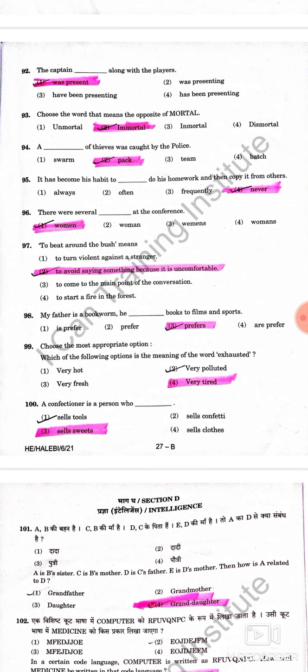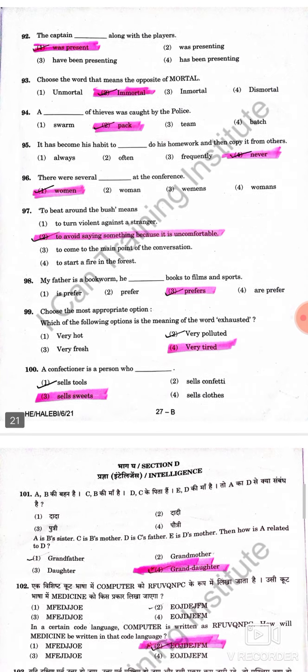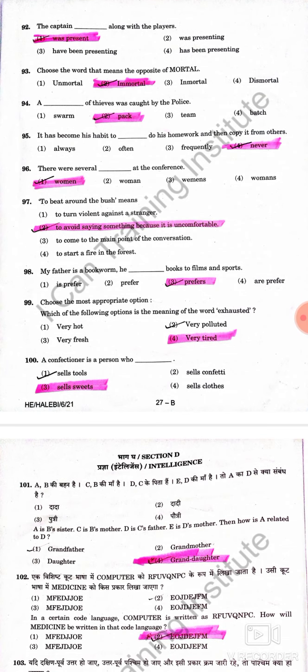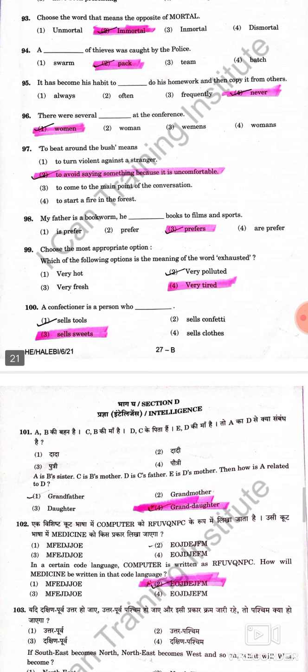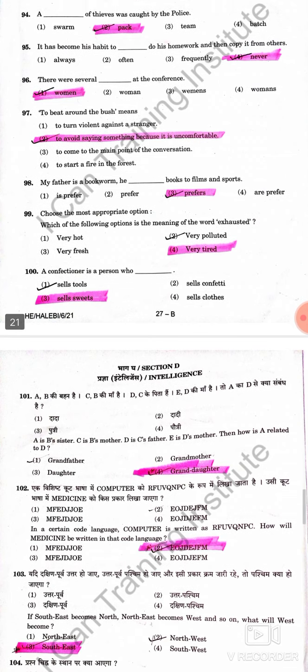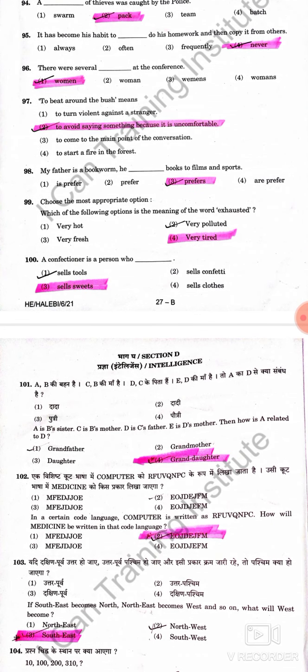Question number 94. A of thieves we caught by the police, and the answer is option number 2. Question number 95. It has become his habit to do his homework and then copy it from others, and the answer is option number 4. Question number 96. There were several at the conference, and the answer is option number 1. Question number 97. To beat around the bush means, and the answer is option number 2.